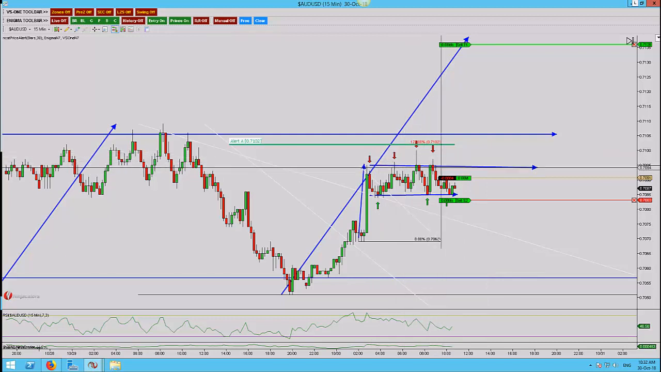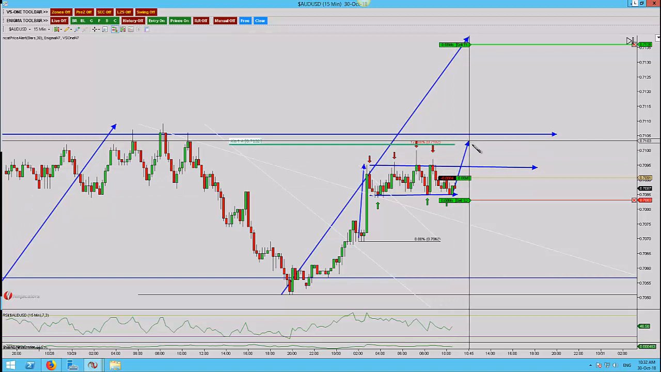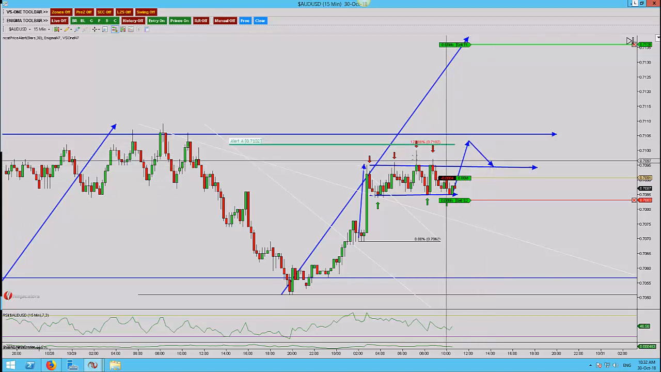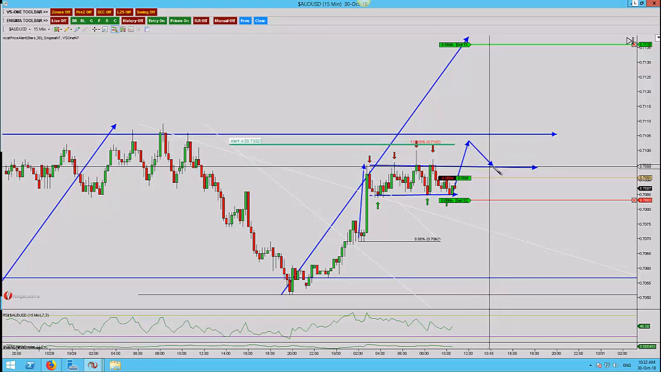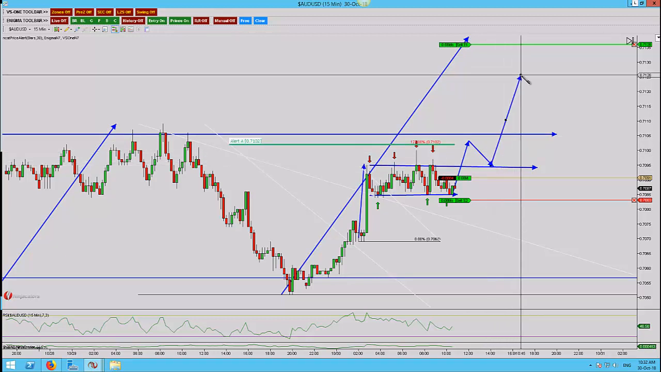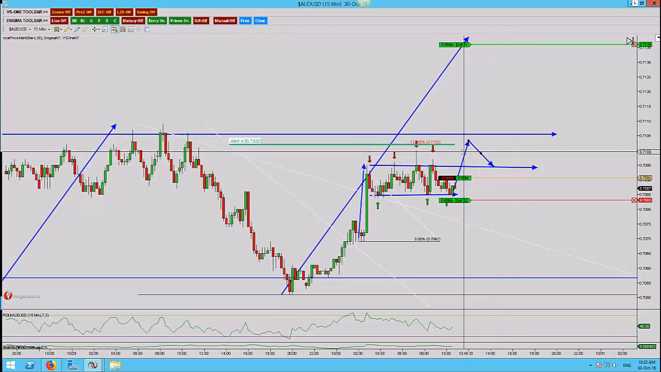4 times this level has acted as resistance, and if we break out, hit that 127 and pull back, this will give me an area that's been resistance 4 times and will now be support that's been tested 4 times, and should give me a very nice position to be in to hold for the breakout to the upside.